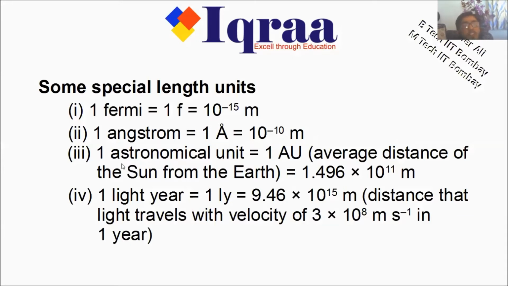When we want to measure a galaxy, or when we want to measure the universe, it is very huge. So if you want to measure the distance of planets inside a solar system, then what we can use is 1 astronomical unit. 1 astronomical unit is the average distance of the sun from the earth. Remember, the universe is very large, so we are defining more units to measure the distance between objects, and 1 astronomical unit is defined as the average distance of the sun from the earth.